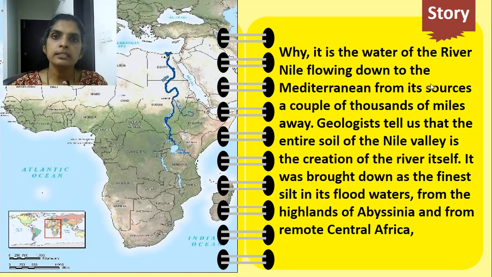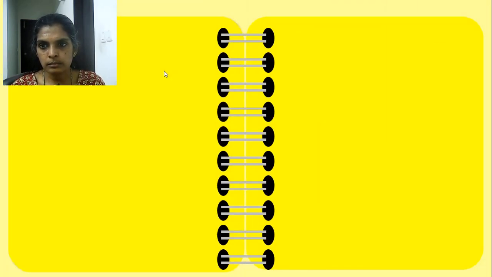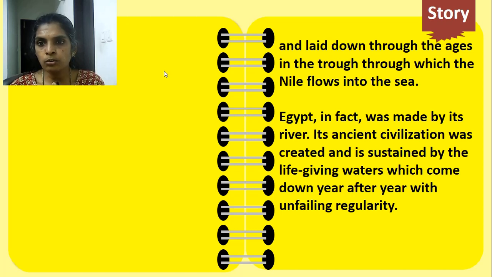River just takes it with the flowing water from one place. So here he is telling thousands of miles away from here, imagine it is carrying all that silt, all that fertile soil. The Nile river is carrying all those and bringing it, and it has brought it near this Egypt's place. That is why that area is very fertile, because of that silt being brought, and laid down through the ages in the trough through which the Nile flows into the sea.